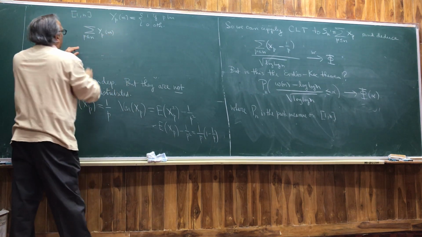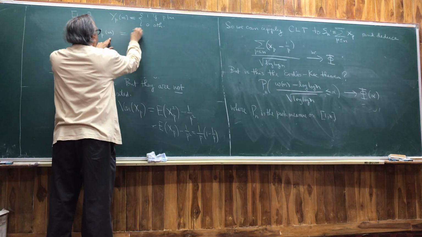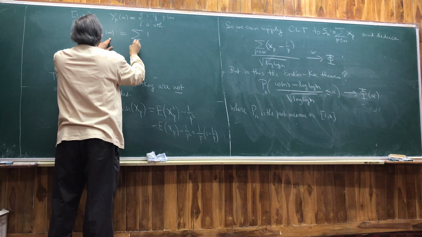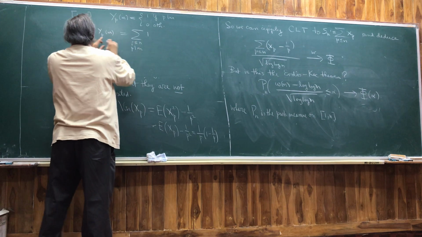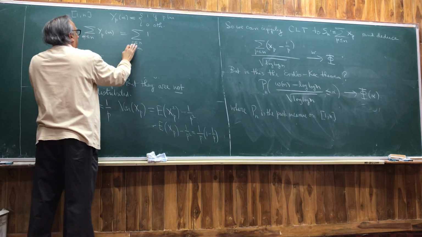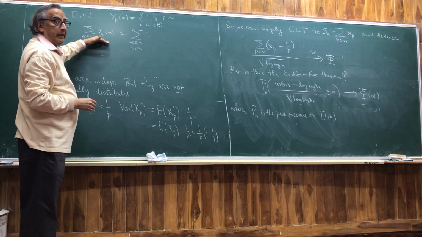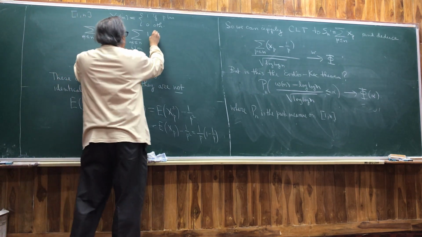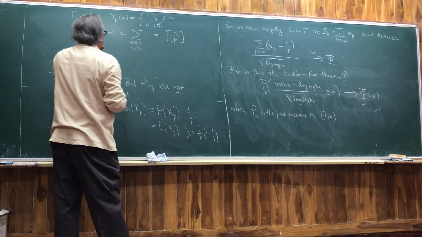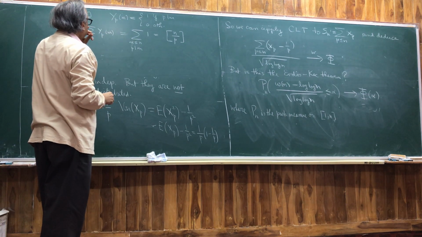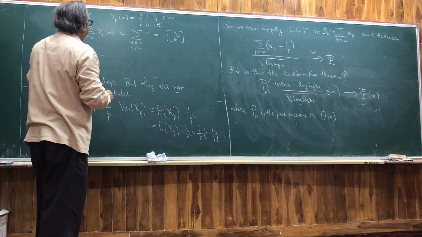Well, it's going to be 1 only when p divides m, for p less than n. Oh, sorry, this should have been m here. For a fixed p, we look at this and we see that this has got to be [n/p].